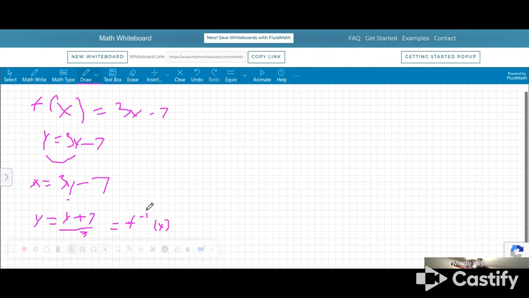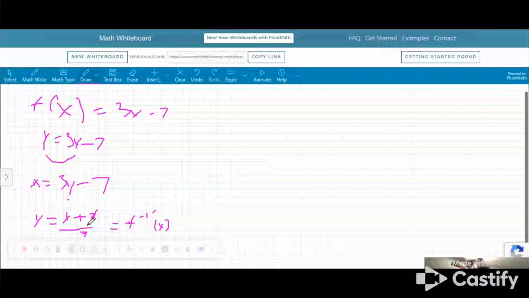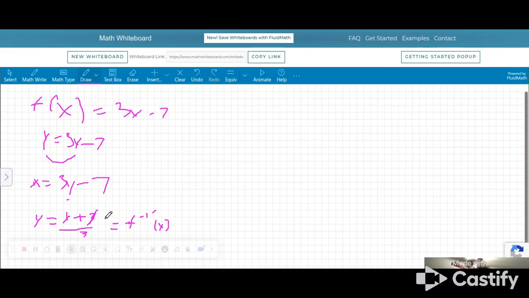Now we're going to take the derivative of that. We're going to have a little prime here, which shows the derivative. The derivative of x is 1, and the 7 cancels out. That gives us 1 over 3. Beautiful.